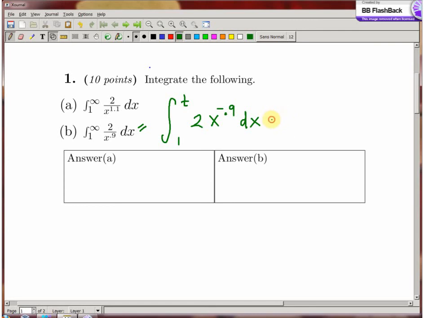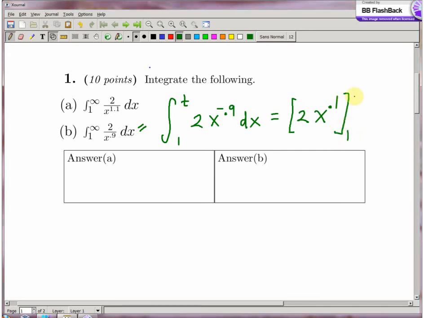Okay, so what happens when you take the antiderivative here is you get 2 times... Now what happens when you add 1 to negative 0.9? A little different, right? When we added 1 to negative 1.1, we got a negative number, but now when we add 1 to negative 0.9, we get a positive number. You'll see that that's important later. So now instead of negative 0.1, I have x to the 0.1. And I still have my limits here.